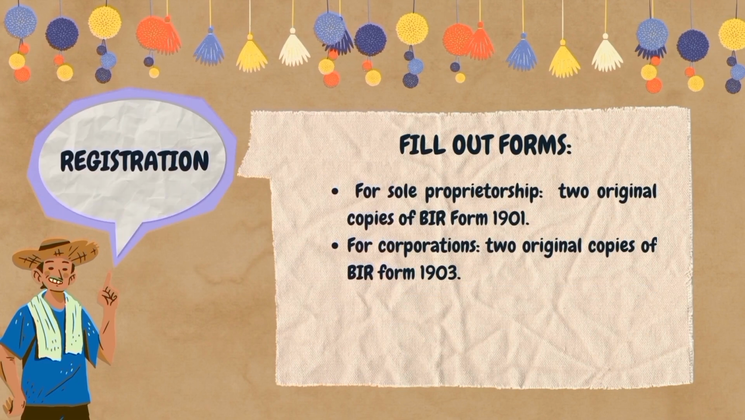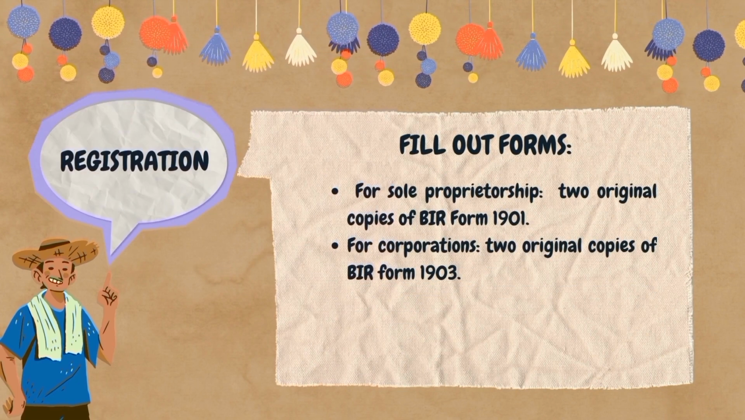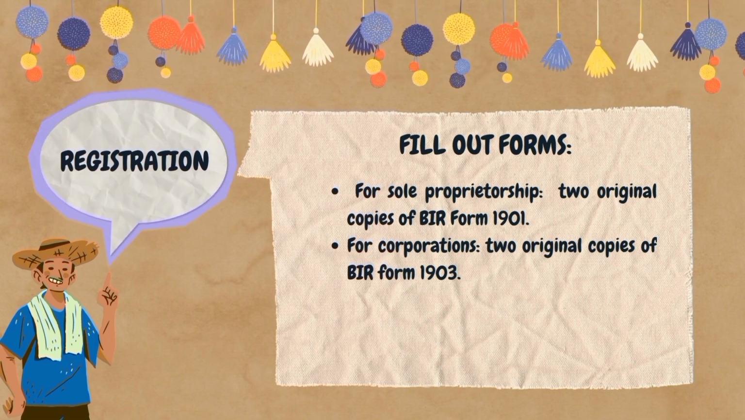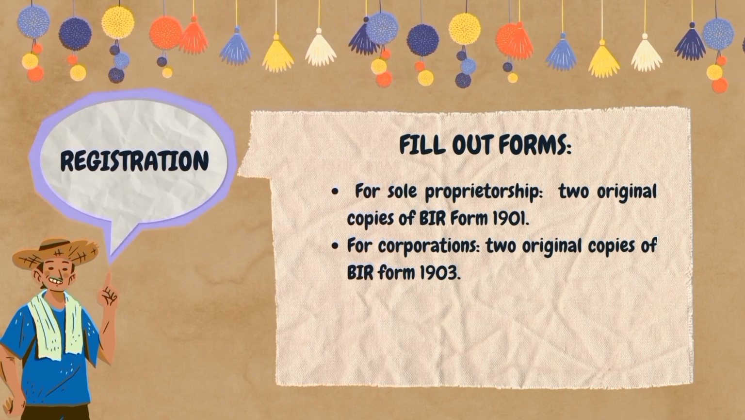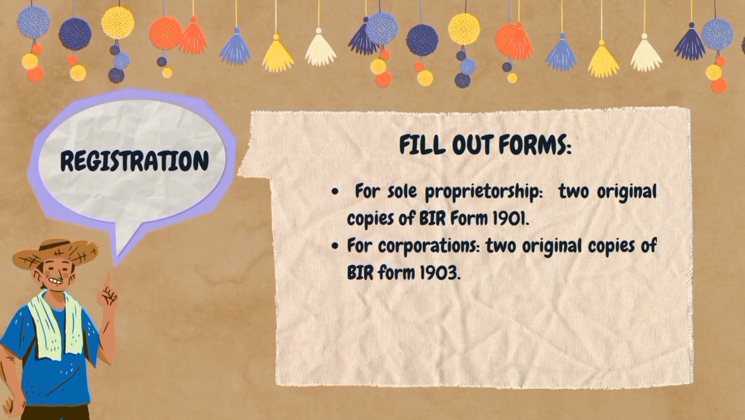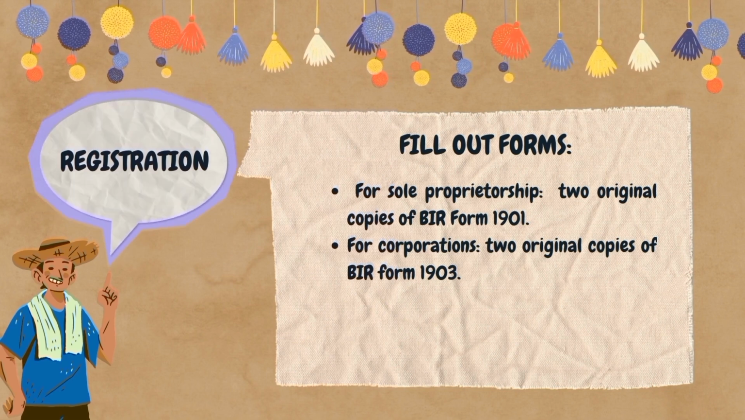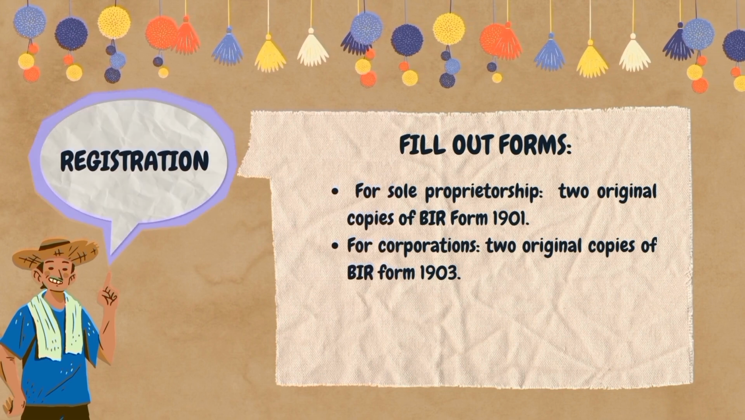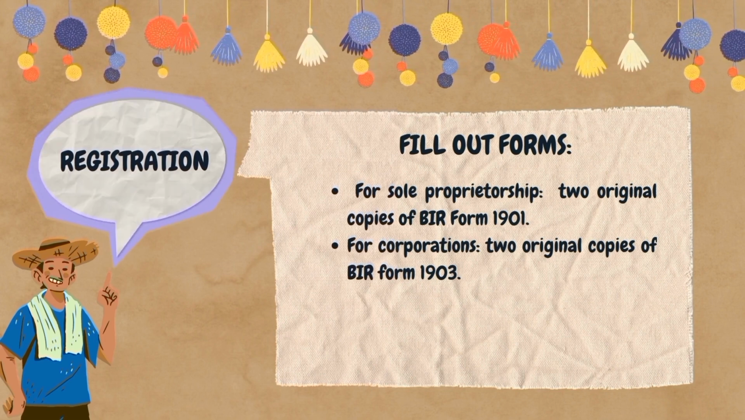The next step is to register with the BIR. Upon registration with the BIR, the business owner may pay taxes accordingly, then fill out the corresponding forms as shown on our screen. If the small business is a sole proprietorship, they should accomplish 2 original copies of BIR Form 1901. If the small business is considered as a corporation, partnership, or cooperative, accomplish 2 original copies of Form 1903.